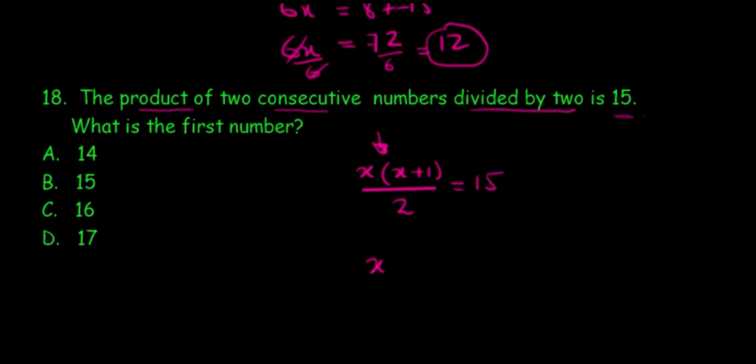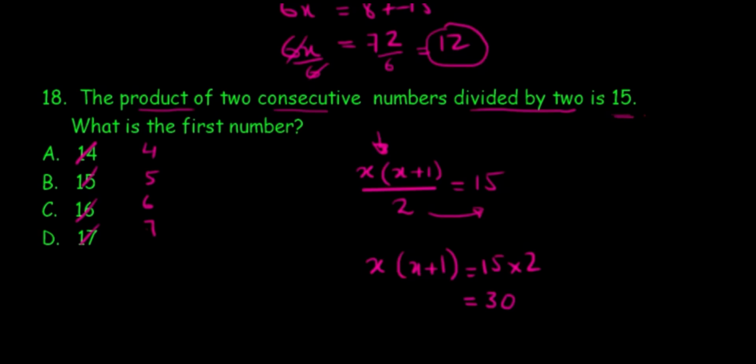Okay, I can work it out as well. Let's say take 2 to the other side. That's 15 times 2. That's a 30. So 2 numbers consecutive are multiplying together to give you the product of 2 consecutive numbers divided by 2 is 15. What's the first number? Okay, that's 30.